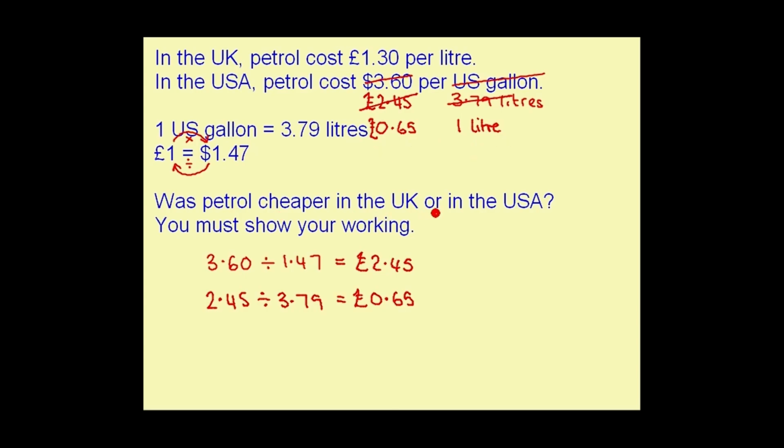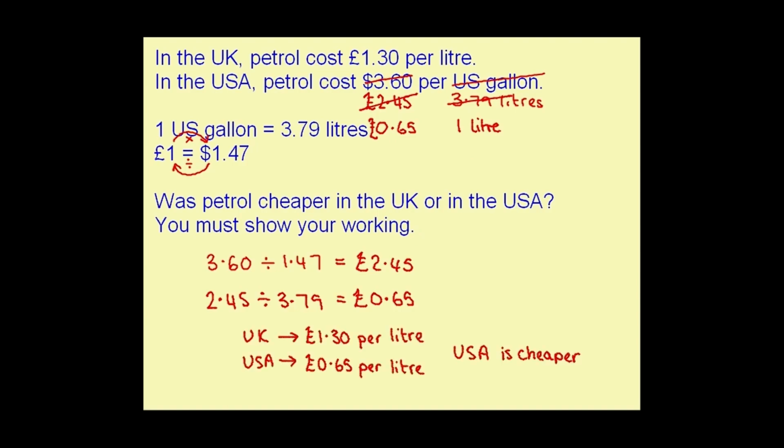So our conclusion is that the petrol is cheaper in the USA. So my conclusion is that in the UK, the petrol was £1.30 per litre. In the USA, it was 65 pence per litre, so the USA is cheaper.